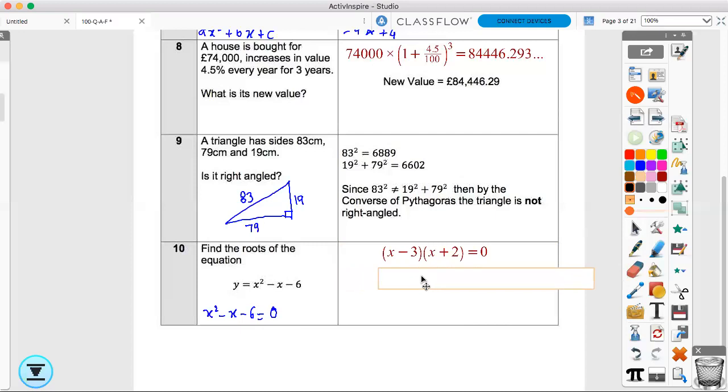So the roots are going to be x minus 3 equals 0, or x equals 3, and x plus 2 equals 0, or x equals -2. So that's your roots. MAM doesn't give you the roots, but MAM tells you how to get them. To get the roots, you need to solve x minus 3 equals 0, and that is x equals 3. And x plus 2 equals 0, which gives us x equals -2.